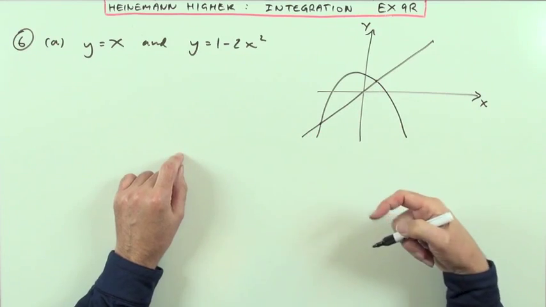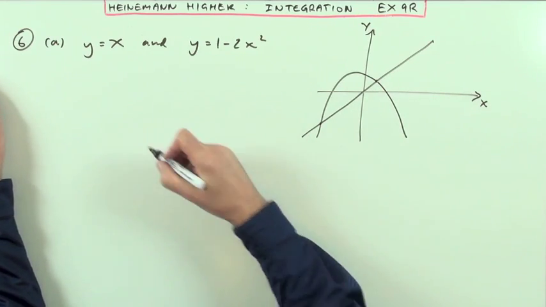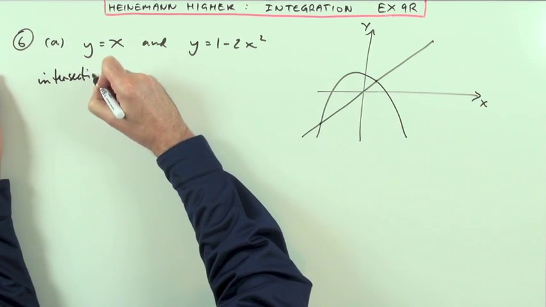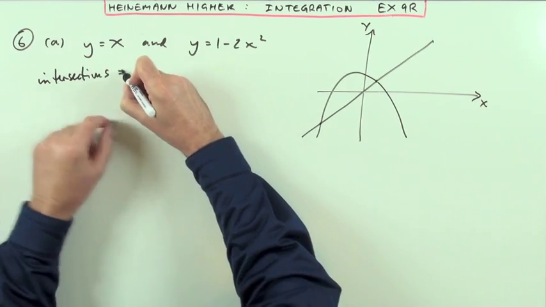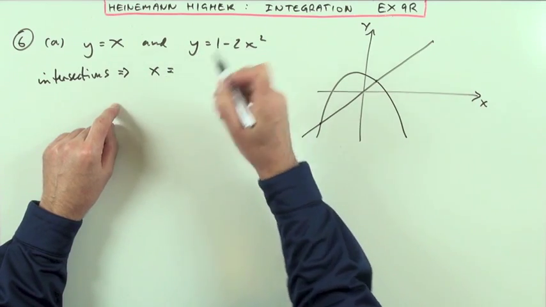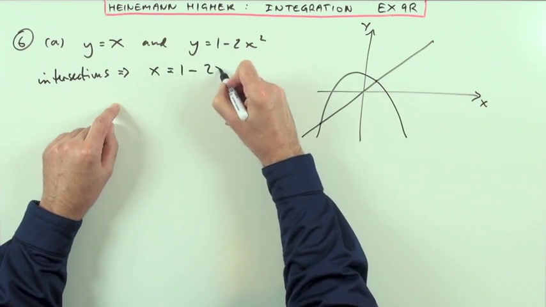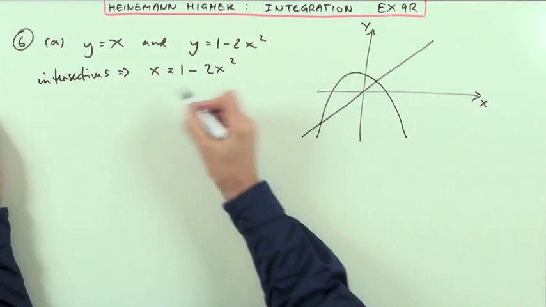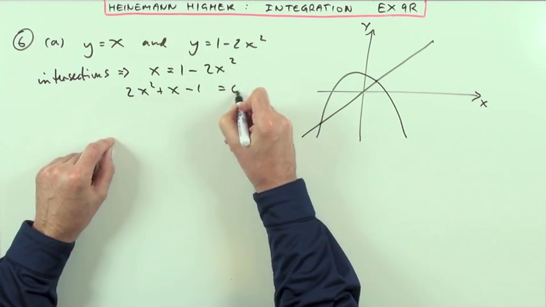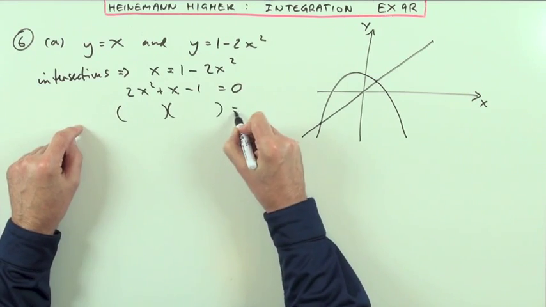Well, to find those points of intersection, I'll need to substitute the two equations. So I'm looking for intersections. Intersections means that the two y coordinates should be the same, so substitute the two equations. x equals 1 minus 2x squared, so bringing that over, 2x squared plus x minus 1 equals 0. I think I've seen that before.